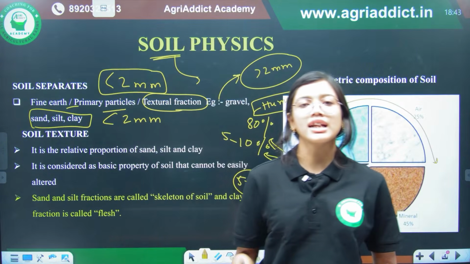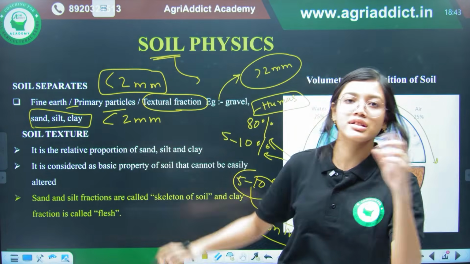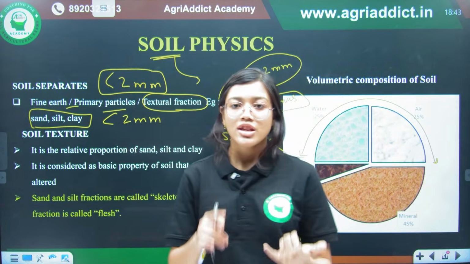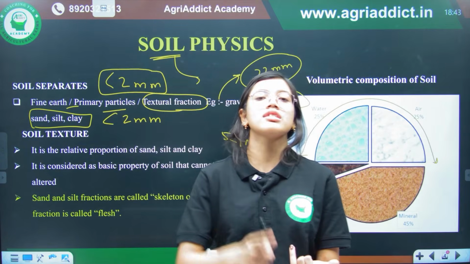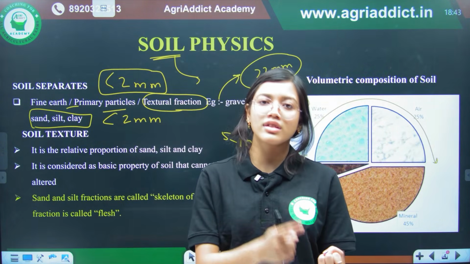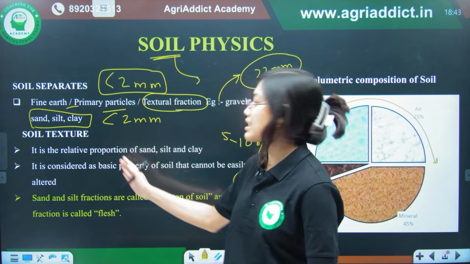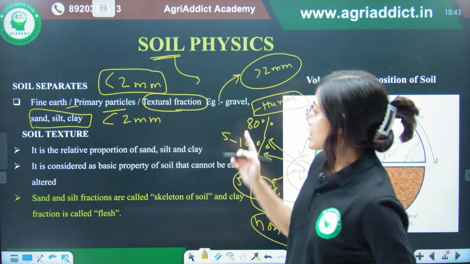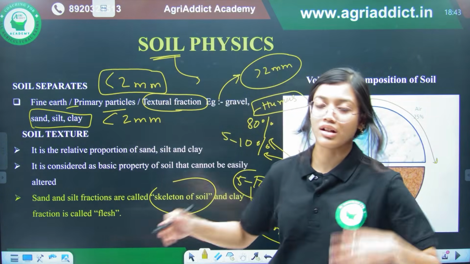So what is texture? It is the relative proportion or the amounts of the different primary separates that make up our soil. Now mind you, in this case, you will never include the non-soil particles that are greater than 2 mm in diameter. You will never include stone, gravels or all the other things. You are only concerned with the sand, silt and the clay fraction. Now this sand and silt fraction is called the skeleton of the soil.